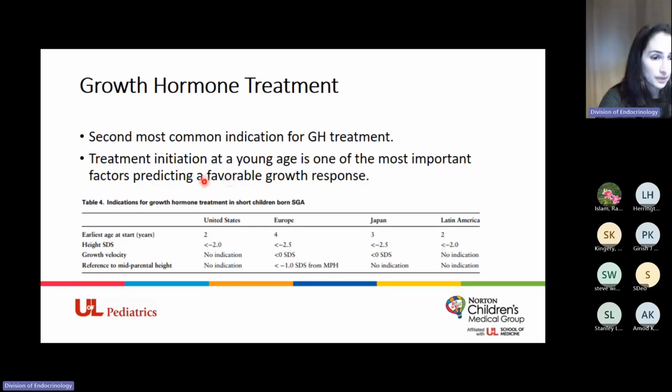So here in the US, the earliest that we can start is age 2, and typically they have to be below -2 standard deviations. It is the same in South America. Europe and Japan actually have more strict criteria. So in Europe, they have to wait until they're 4 and they have to be shorter, at -2.5 standard deviations, and usually they need to have below average growth velocity. In Japan, it's an in-between. They have to be 3, and then typically they need to have height below -2.5 standard deviations.